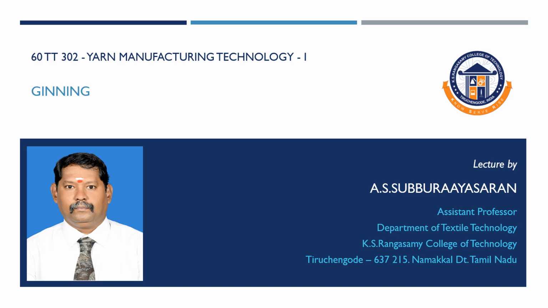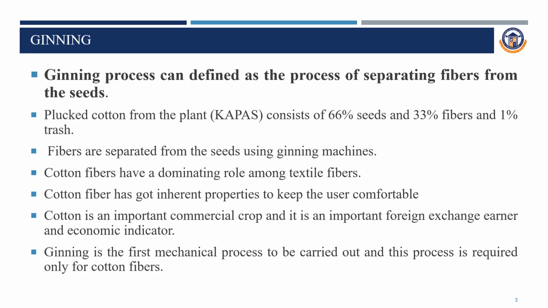Why does cotton require the ginning operation? The cotton contains seed, so cotton is a seed fiber. Normally the cotton with the seed fiber is called kapas. Kapas consists of around 66% seeds and 33% fibers. So this seed and fiber has to be separated using the ginning machine.